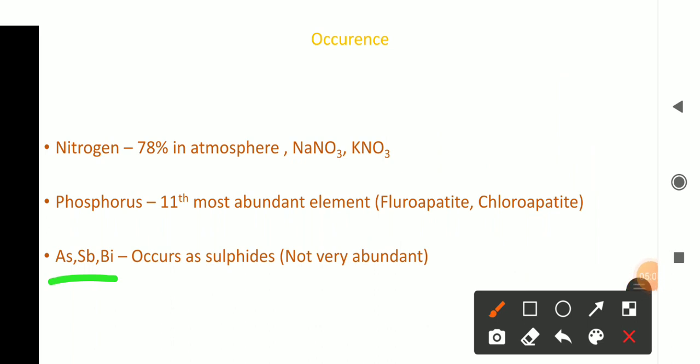Then thirdly, we have to discuss about the remaining elements, that is arsenic, antimony and bismuth. Their occurrence is not so abundant. They occur only to a low extent, and mainly they occur in the form of their sulfides, arsenic sulfide, antimony sulfide and bismuth sulfide. They occur only in very small amounts. So with this, the occurrence is over. We have seen the occurrences of nitrogen, phosphorus, arsenic, antimony and bismuth.